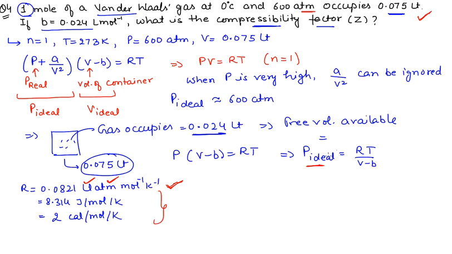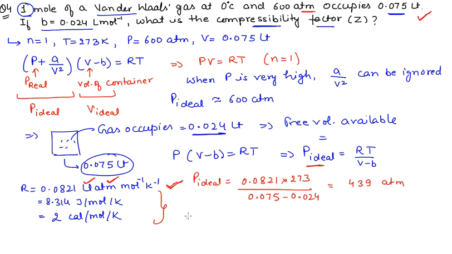Okay, so from this P ideal we can calculate: R is 0.0821 into temperature 273, volume is 0.075 minus B is 0.024. So solving this will give you the pressure of approximately 439. Okay, so this is your ideal.